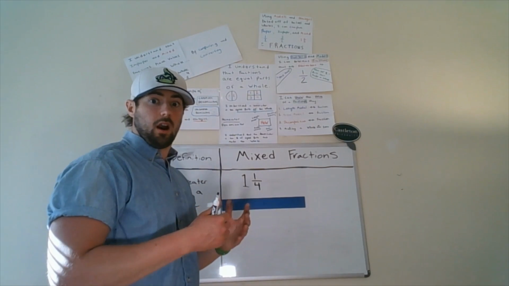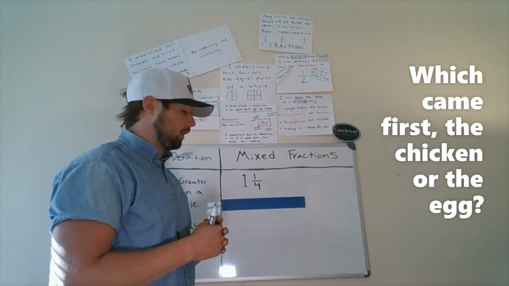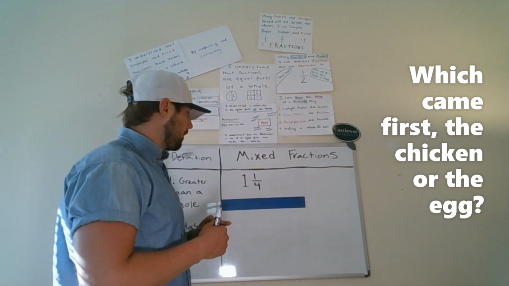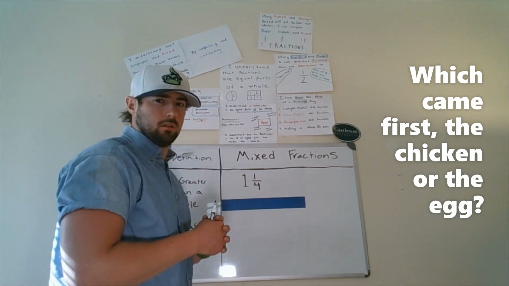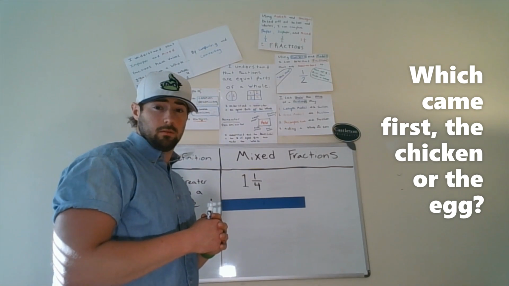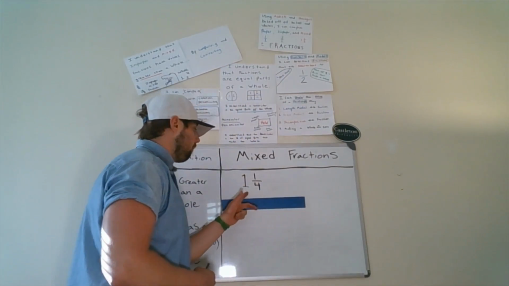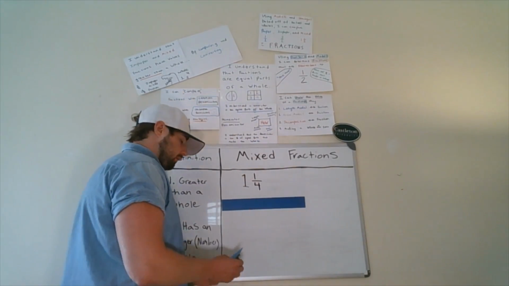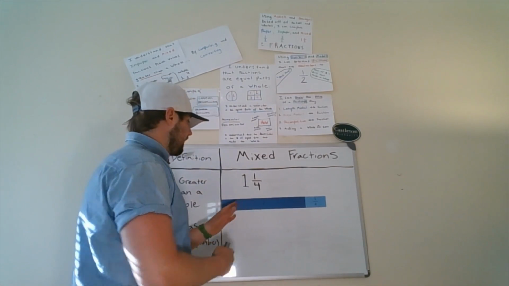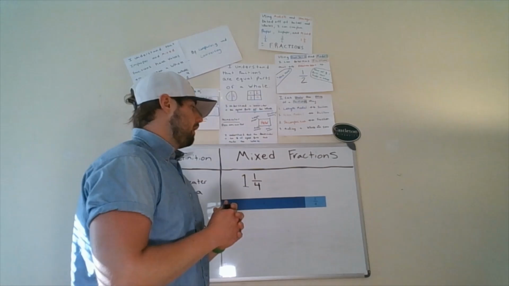Again, another argument. Is it a mixed number or a mixed fraction? Which came first, the number or the fraction? Let's see it using models. 1 and 1/4. That's like saying we have 1 whole and 1/4.